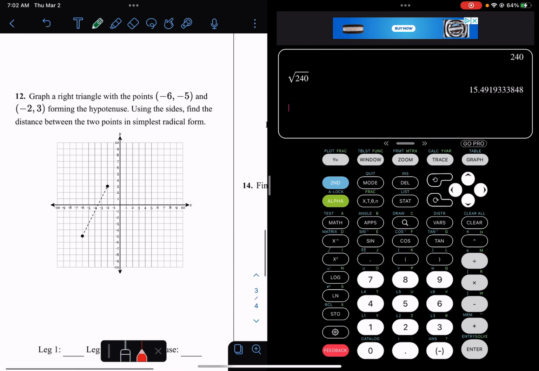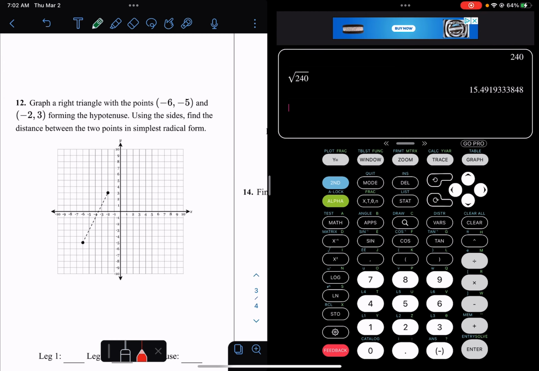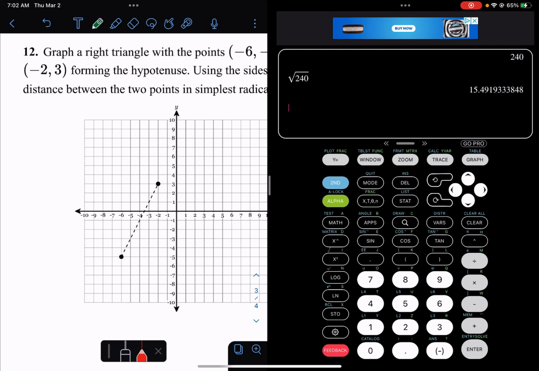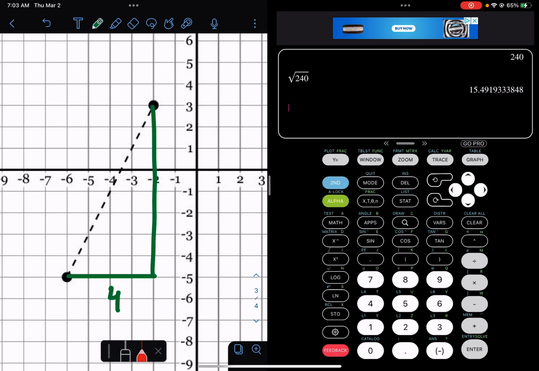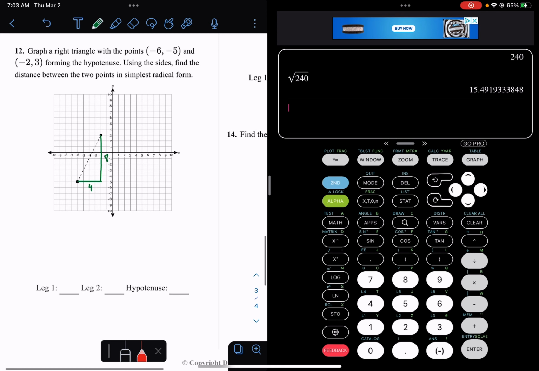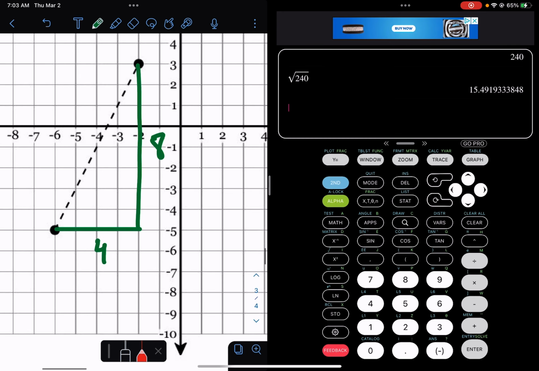All right, next one. So it says graph a right triangle with these points and form the hypotenuse. Using the sides, find the distance. One kind of important thing to know is that Pythagorean theorem can be used to find the shortest distance between 2 points. So all you need to do here is graph these points and then connect them and make a triangle. We could see here that this guy is 4. And this guy's what, 1, 2, 3, 4, 5, 6, 7, 8. This guy's 8. So we could use Pythagorean theorem here. So we've got 4, 8, and then we have to find our hypotenuse. The hypotenuse you can't count because it's on a diagonal. You have to use Pythagorean theorem for that.